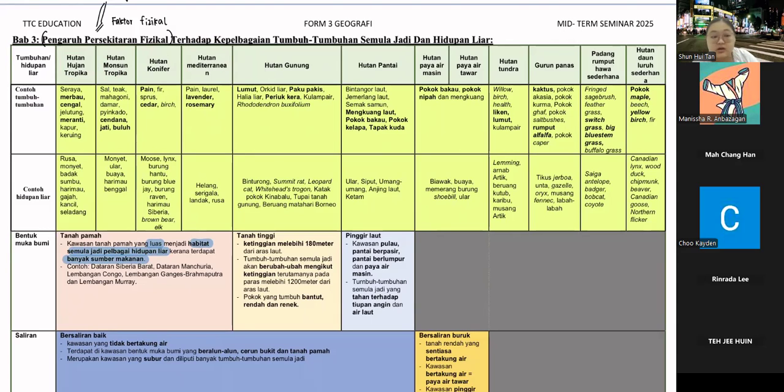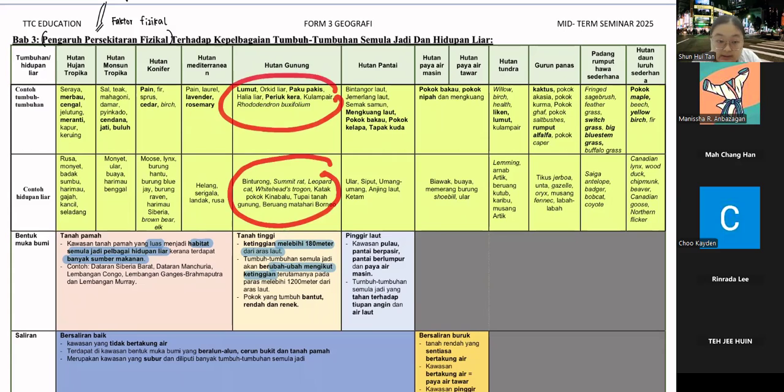Of course, it's not only tanah pamah. We do have tanah tinggi. What can you talk about tanah tinggi? Tanah tinggi merupakan kawasan yang melebihi 180 meter dari aras laut. And then you can say tumbuh-tumbuhan akan berubah-ubah mengikut ketinggian. Same, you can give examples of the plants and the animals.